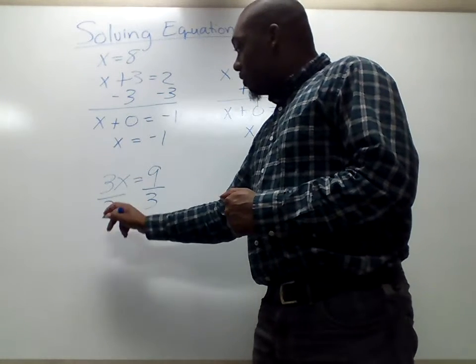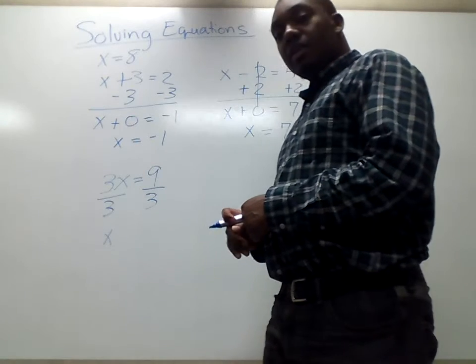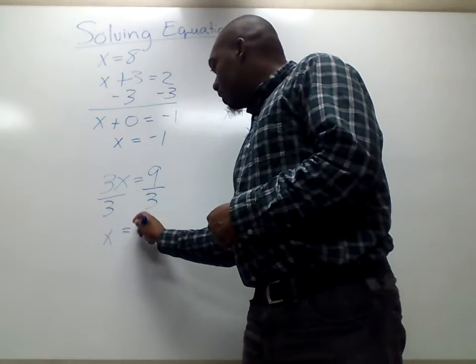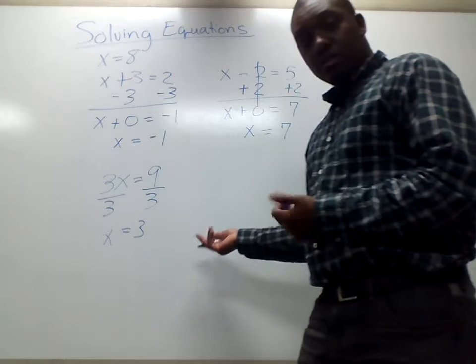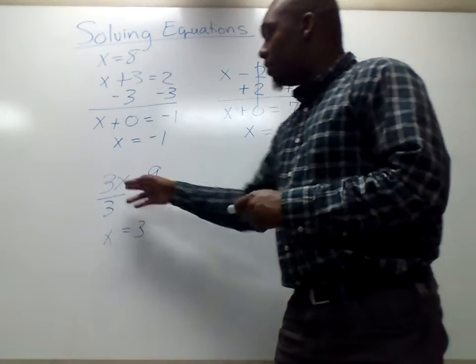And 3 divided by 3 is just 1, so we end up with 1x. And 9 divided by 3 is 3. So 1x equals 3. Again, quite simple, which is the inverse operation.